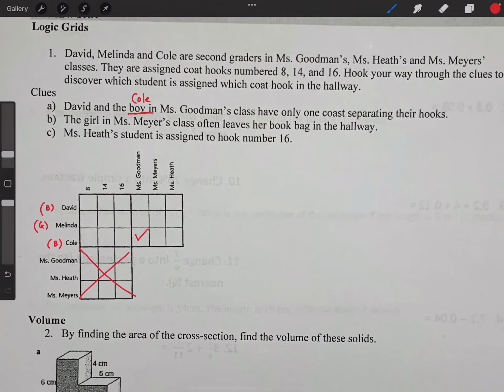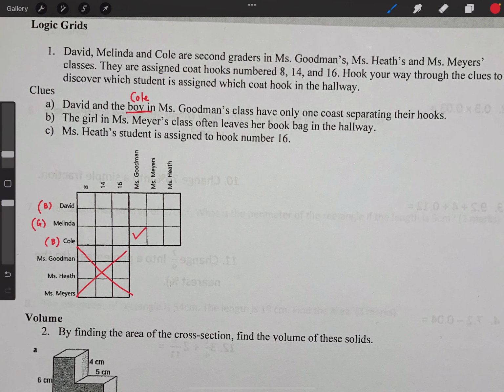In Miss Goodman's class, the hooks are separated by only one coat hook. That means David and Cole: whatever hooks they have, they'll be separated. The only way they can be separated is if David is 8 and Cole is 16, or David is 16 and Cole is 8.